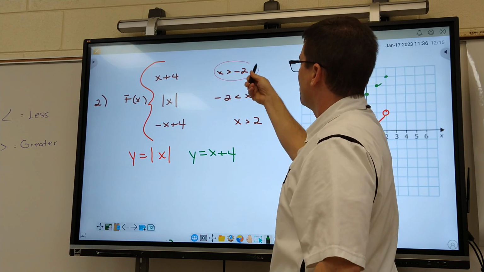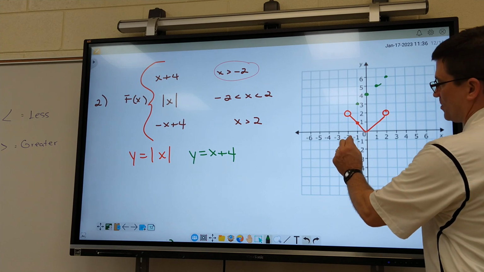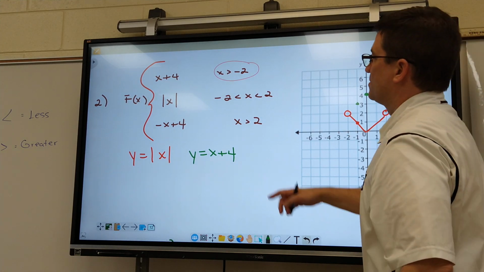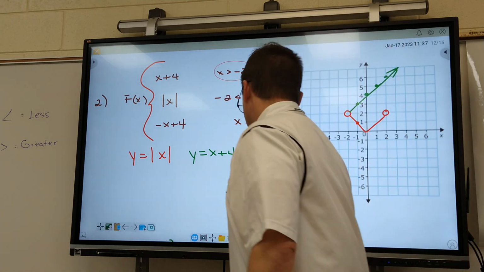All right, look at this. It says go to -2, put an open circle. We already have an open circle at -2. So the arrow says greater than, points to the right. I only show what's on the right of the circle.